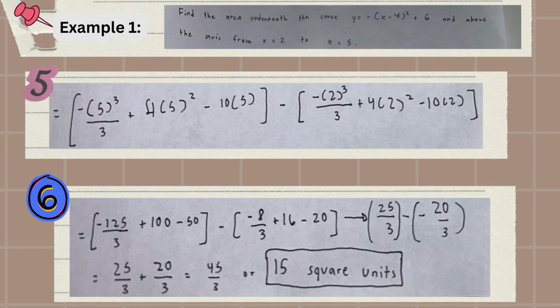So now in the sixth step, we simplify both of those equations. So it will become negative 125 over 3 plus 100 minus 50, minus negative 8 over 3 plus 16 minus 20. If you simplify those two, it will become 25 over 3 minus negative 20 over 3, which can also be written as 25 over 3 plus 20 over 3. If you add those two, it will become 45 over 3. Simplify, and the final answer is going to be 15 square units. That is the area for the first example.